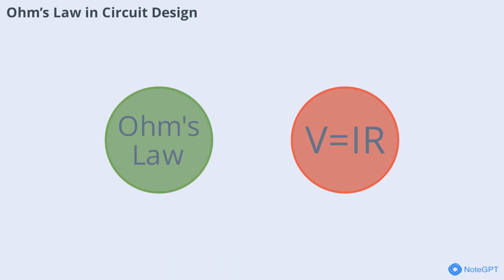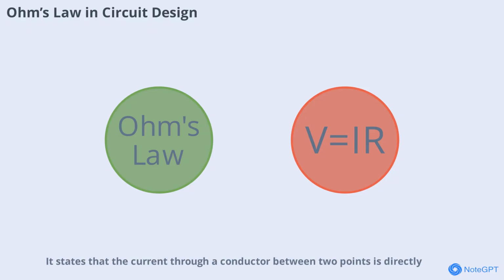Ohm's law is a fundamental principle in circuit design. It states that the current through a conductor between 2 points is directly proportional to the voltage across the 2 points and inversely proportional to the resistance. This relationship, expressed as V equals IR, helps designers calculate the values needed for resistors and other components to ensure the circuit works as intended.